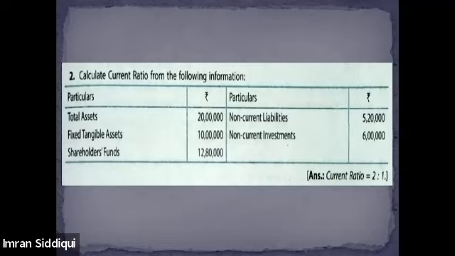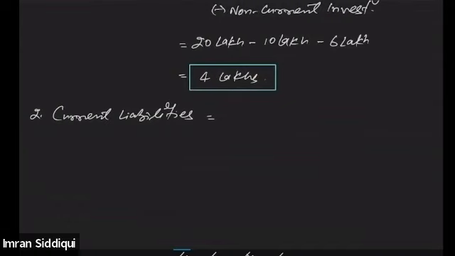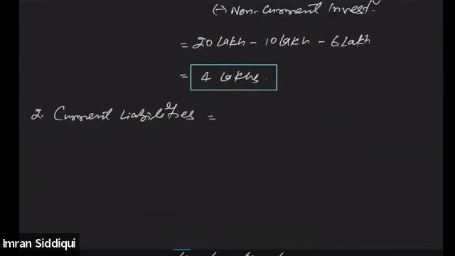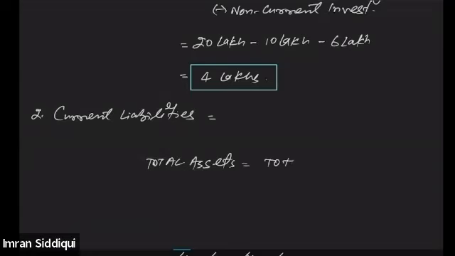Tell me, anyone, what we can do to find out the current liability? We can add shareholders. No, see, everyone knows that total asset is always equal to total liability. Can we say that the total asset which is given in the question is always equal to total liability? Can we say yes or no?